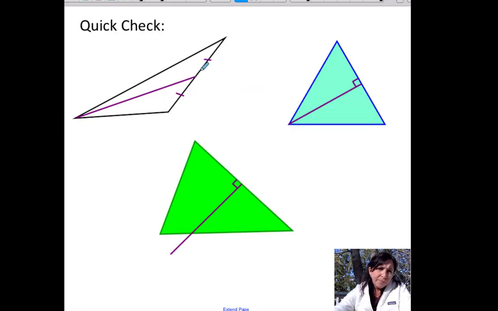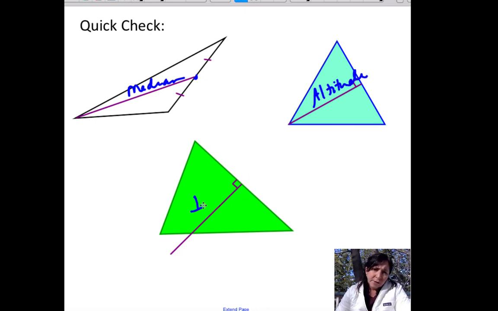complete that. A quick check: what would this line be that connects to this bisector? That would be a median. This would not be an altitude, because altitudes go from the vertex, like this. This would be an altitude. This looks like it's a perpendicular bisector.